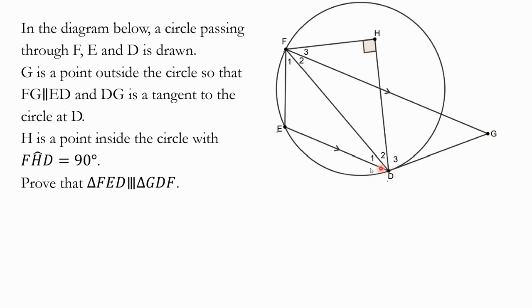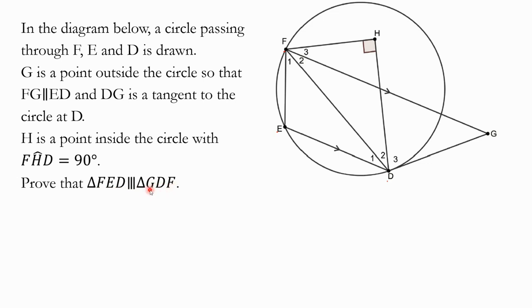H is a point inside the circle with angle FHD being 90 degrees. It's already indicated there for us. So prove that triangle FED is similar to triangle GDF.